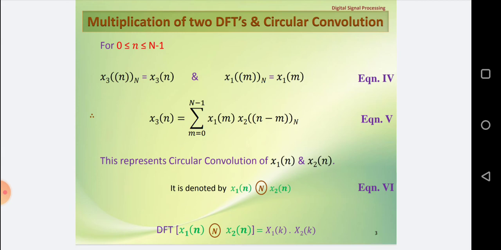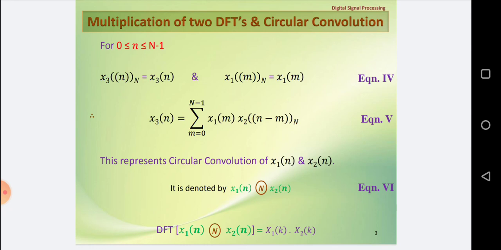This equation 5 represents the circular convolution of two sequences x1 of n and x2 of n, and it is denoted by x1 of n circularly convolved with x2 of n. This circular convolution operation is represented as capital N circled, which represents circular convolution.